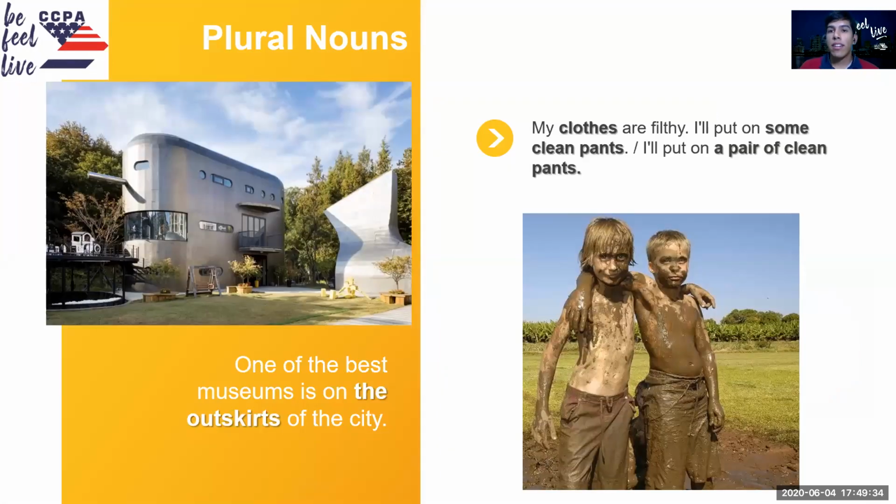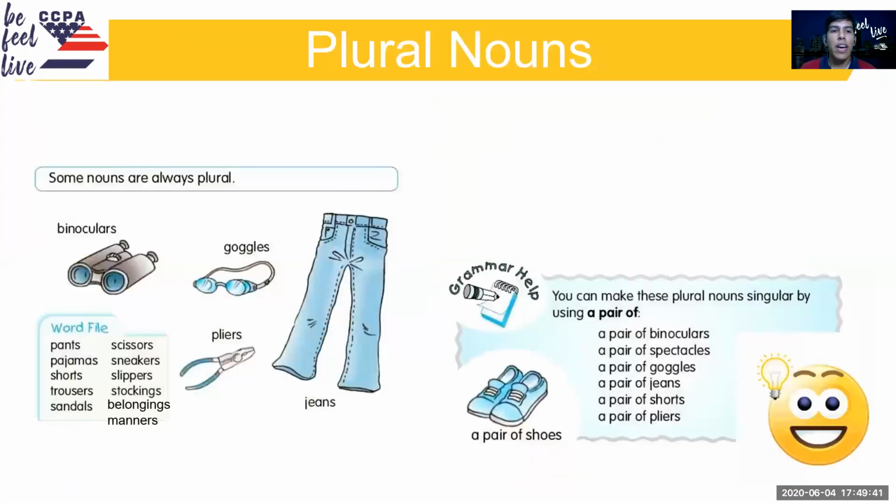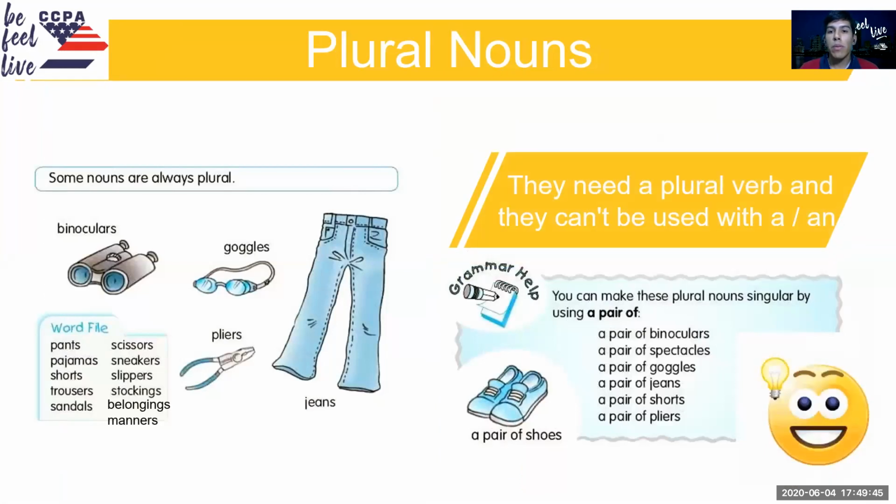Then we also studied that there are nouns that we can only express in plural form, like outskirts, like clothes, pants, right? They are always plural, and we use a plural verb with them, and we can never use with them a or an. I cannot say, I am wearing a jeans, for example. If I want to express singularity, I use a pair of. So I say, I am wearing a pair of jeans, a pair of shoes, okay?